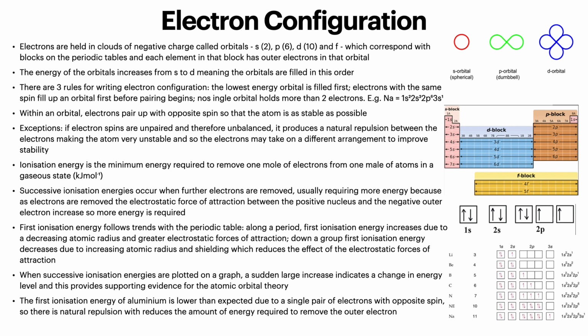When successive ionization energies are plotted on a graph, a sudden large increase indicates a change in energy level, and this provides supporting evidence for the atomic orbital theory. The first ionization energy of aluminium is lower than expected due to a single pair of electrons with opposite spins, so there is a natural repulsion which reduces the amount of energy required to remove the outer electron.